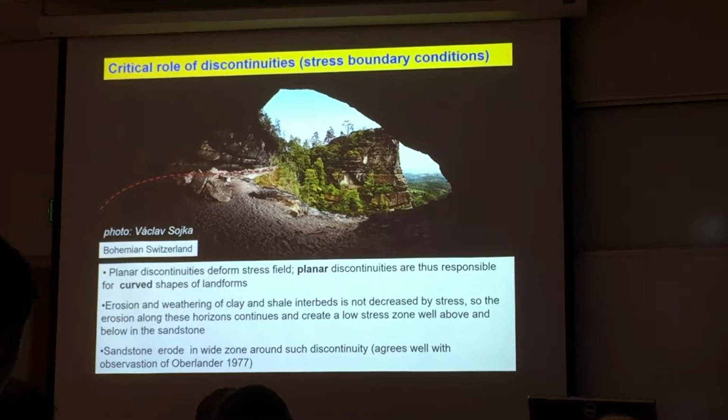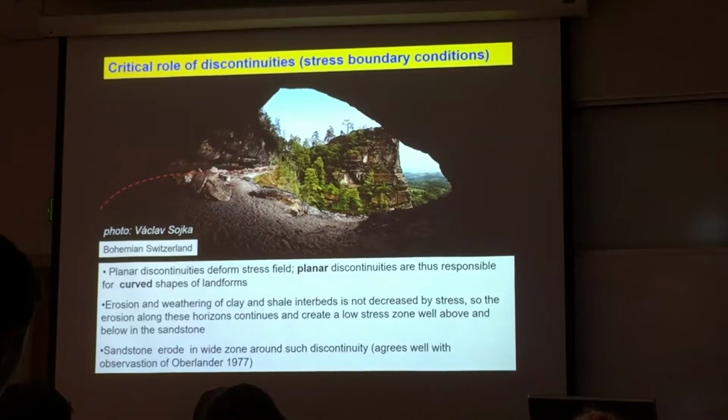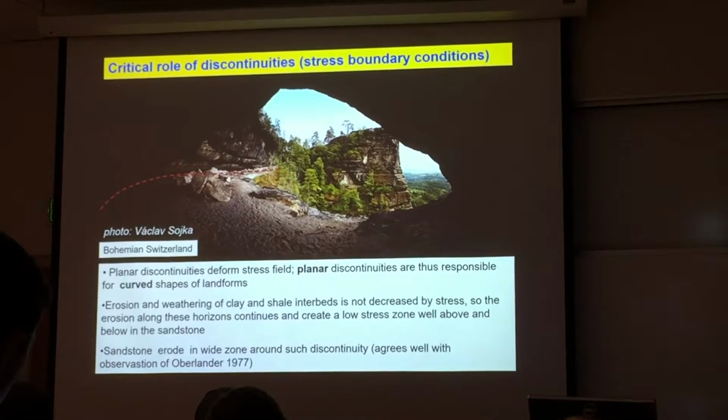What is critical for shaping these landforms are the discontinuities in the massif, where the stress cannot pass across, and planar discontinuities often create the curved shapes of the stress field. And that's the reason why we have so many curved shapes in the sandstones, because we have many planar discontinuities which force the stress to go in a curved shape around. So planar discontinuities make curved shapes.